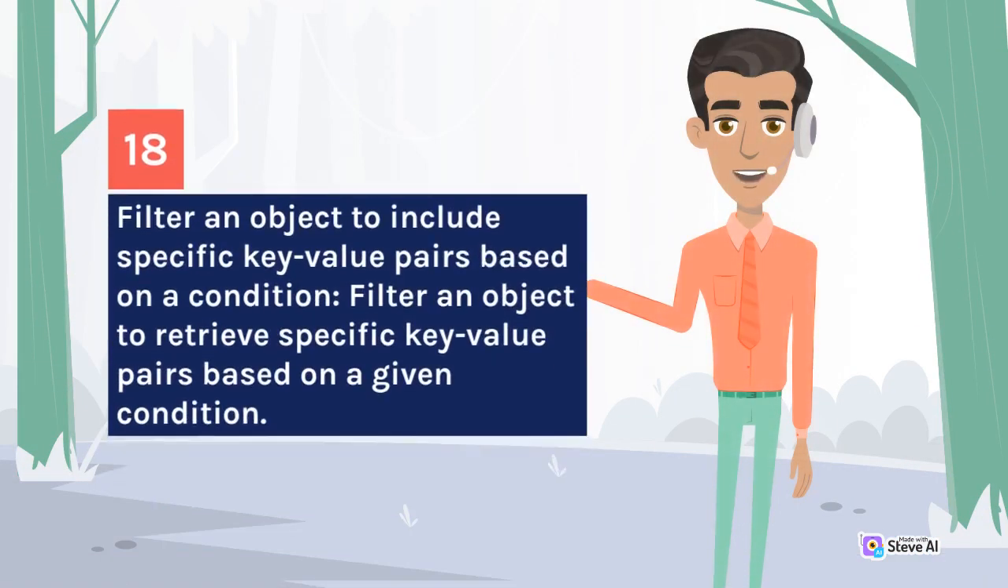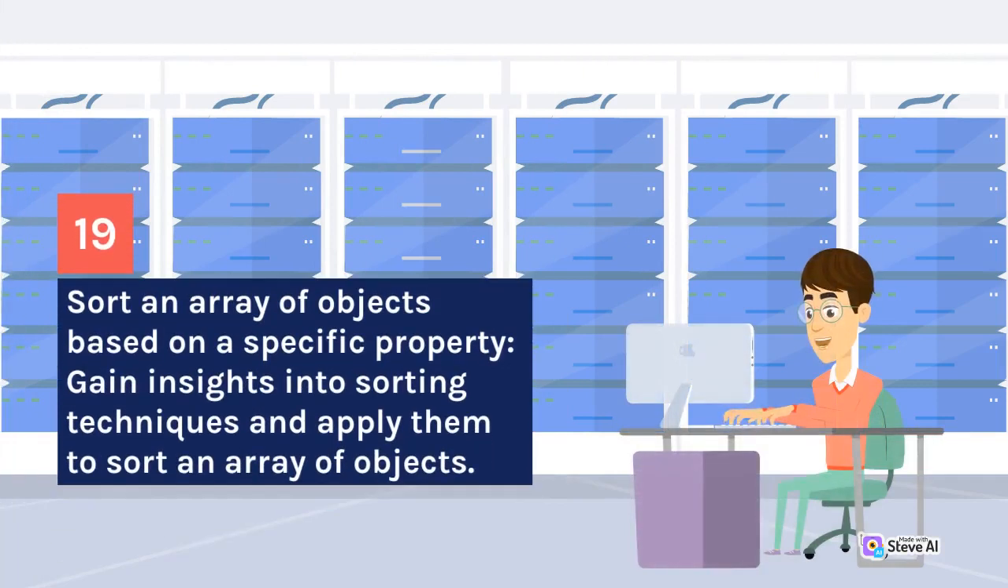Filter an object to include specific key-value pairs based on a condition. Filter an object to retrieve specific key-value pairs based on a given condition. Sort an array of objects based on a specific property. Gain insights into sorting techniques and apply them to sort an array of objects.